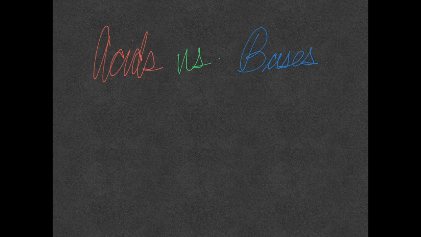Today we're going to do a little bit about acids versus bases. Usually people are more familiar with acids. We use them in regular life. There's things like vinegar and lemons. We do also use bases in regular life. They're normally for cleaning and things like that, so an example would be bleach.